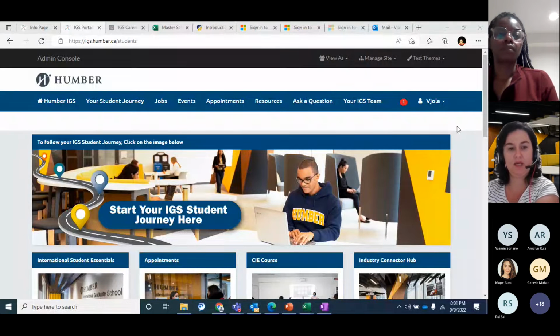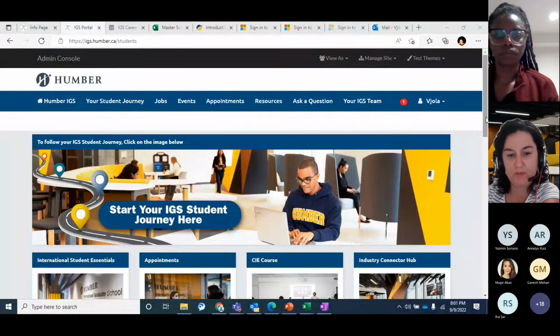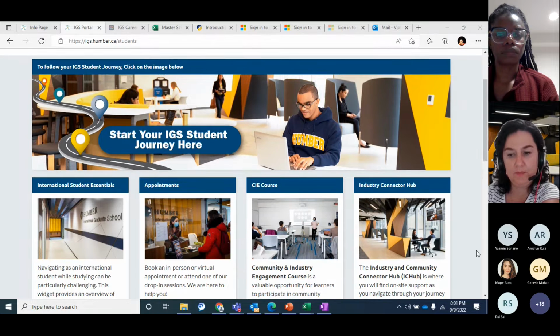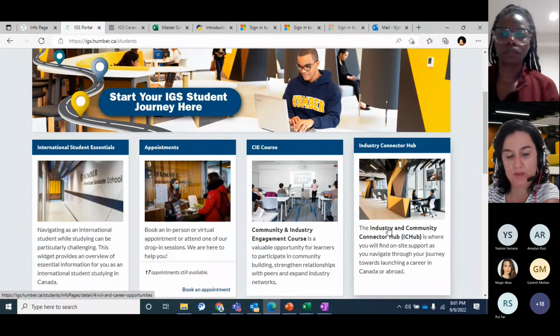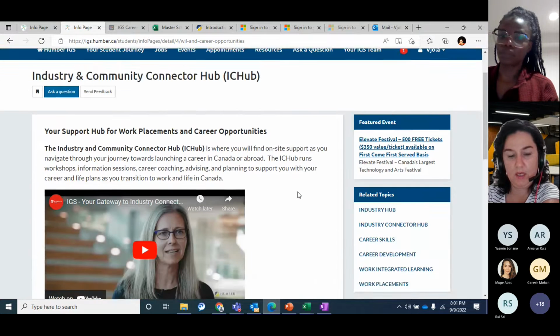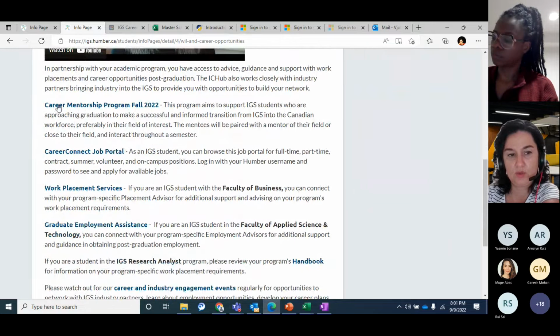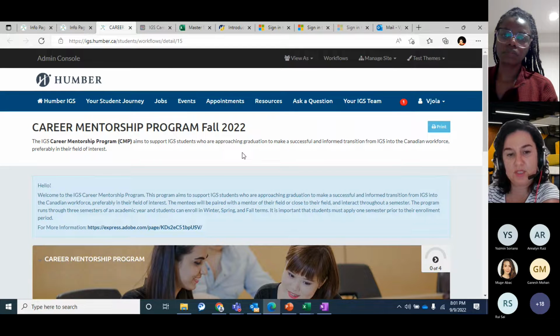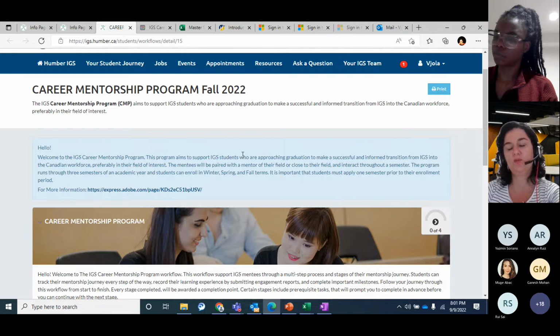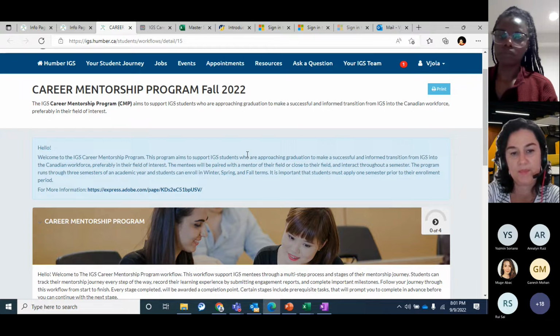And as you can see, I am in the IGS portal. You all have access to the IGS portal. And once you log in, you can go to the Industry Connector Hub. Career Mentorship Program is part of the Industry Connector Hub programs and services. So if you click on it and you go to the Career Mentorship Program Fall 2022, you will find yourself in the workflow. The workflow is accessible only to students who signed up for the program.